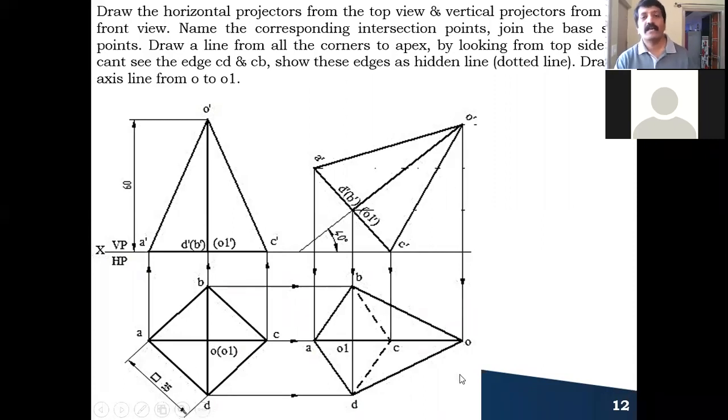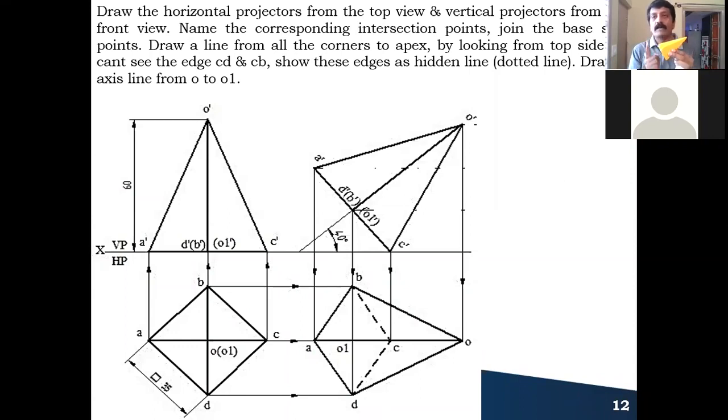After marking it, here also we should see the base as well as the slant edges one by one, whether we can see or not. So the initial position you have tilted it like this. When you see from the top, the base edges 1, 2, these two base edges you can see. You cannot see the base edges which are starting from the corner.